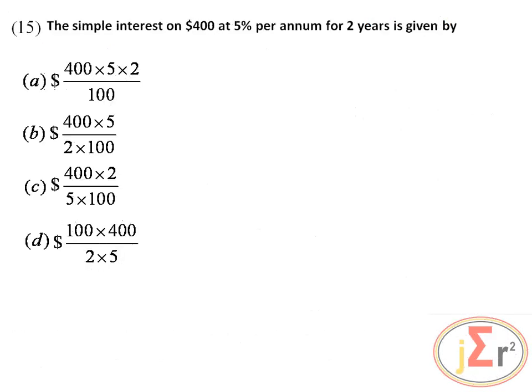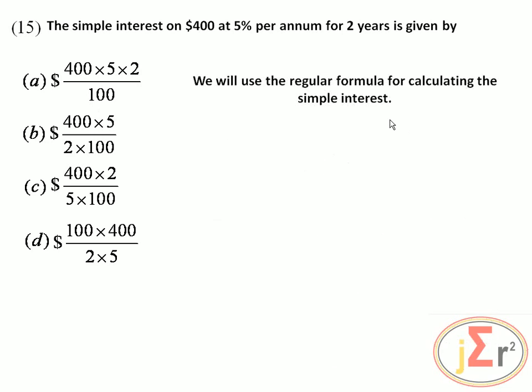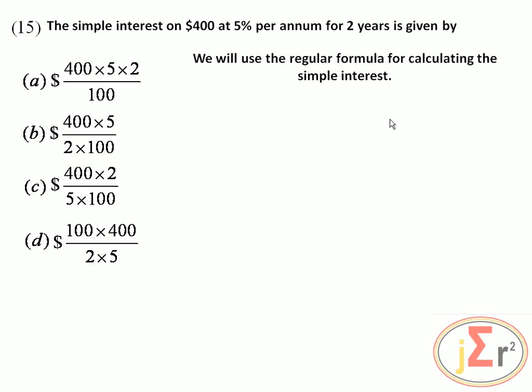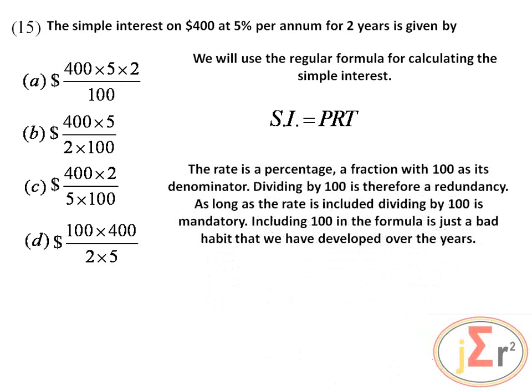The simple interest on $400 at 5% per annum for 2 years is given by which one of these arithmetic expressions? Which one? We will use the regular formula for calculating simple interest. Simple interest is equal to principal times rate times time, no over 100.